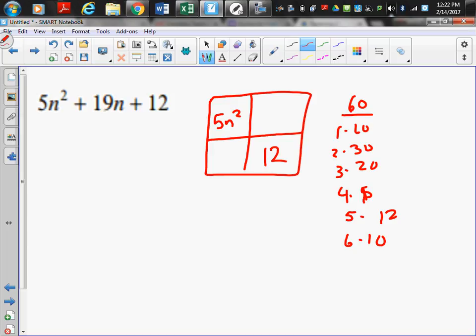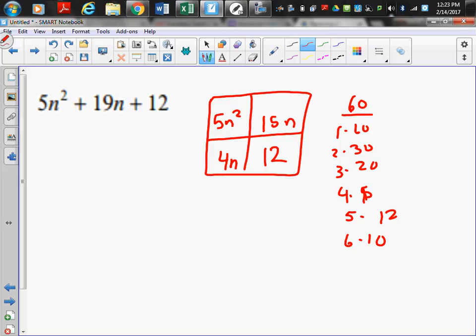Alright, so we have to add together to get 19. Got to add to get 19. Sorry, never mind. 4 and 15. Alright, it doesn't matter which one you put where.